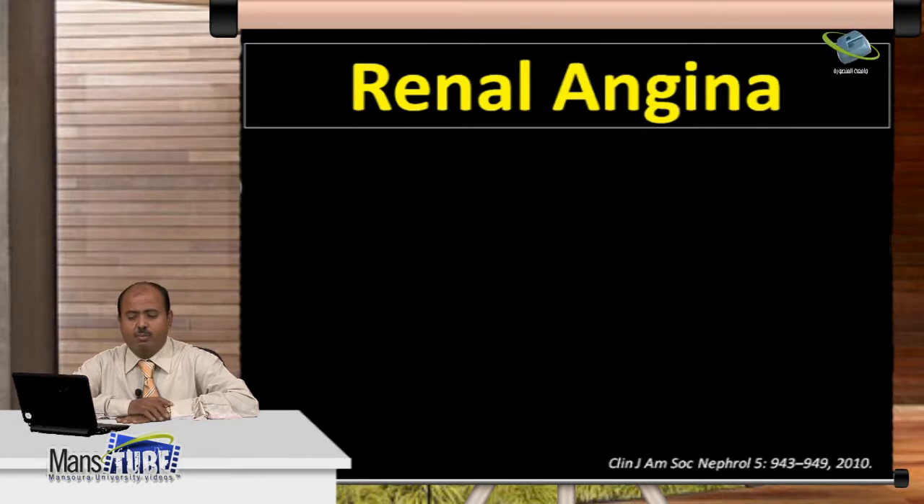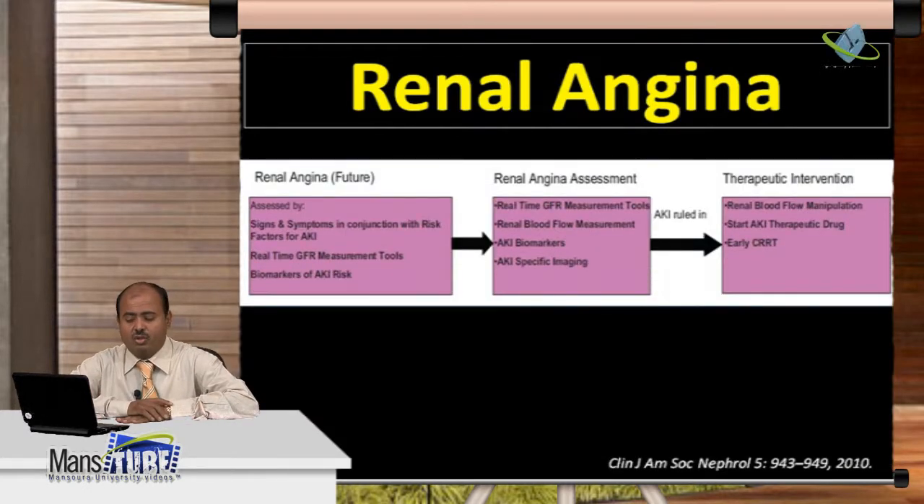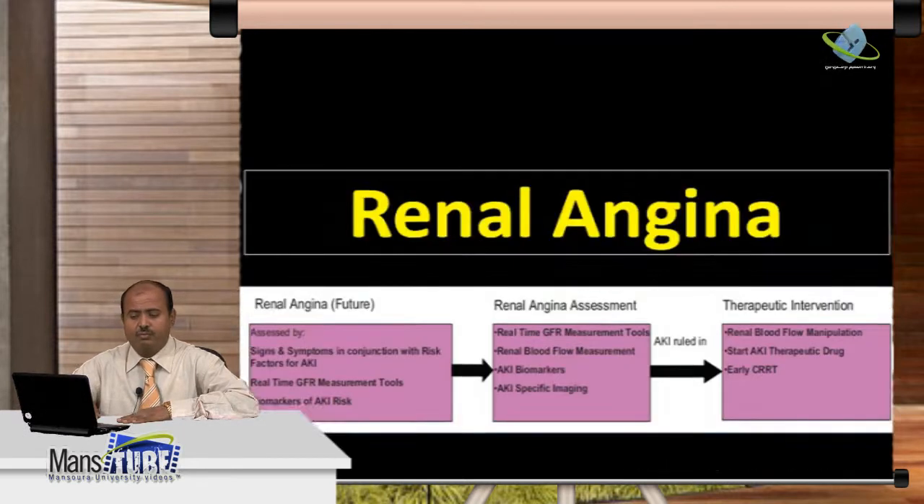And even the concept of renal angina, it was thought by this article that we may assess the patient by signs and symptoms in conjunction with risk factors of acute kidney injury and real-time GFR measurement. So this is just in the future we are dreaming, if we can know the blood volume simultaneously and with proper and optimum utilization of biomarkers.